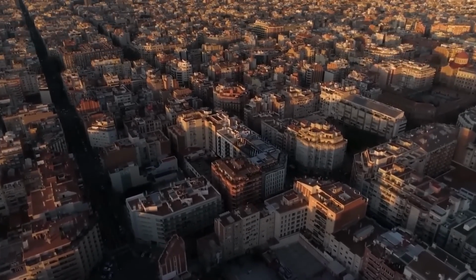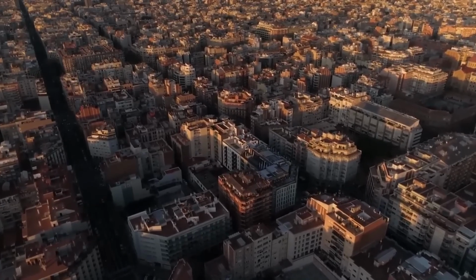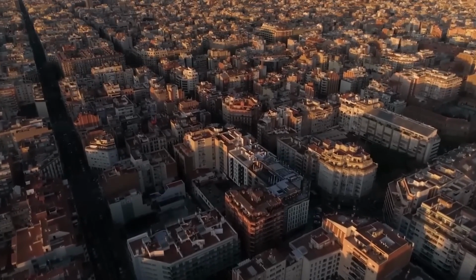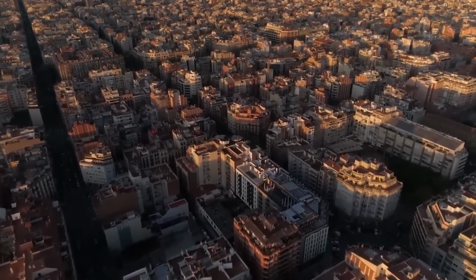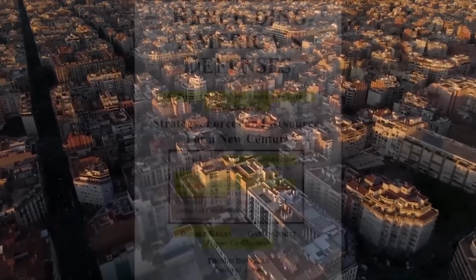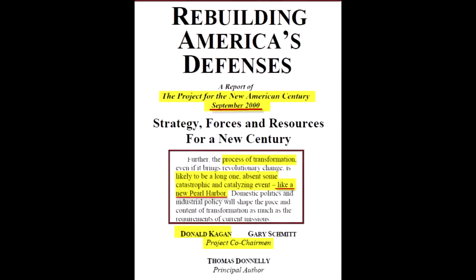In September of 2000, Rebuilding America's Defenses was published by Dick Cheney, Donald Rumsfeld, Paul Wolfowitz, Jeb Bush, and others from the Project for a New American Century team. In it, they said regarding their plans for the Middle East that, quote, "The process of transformation, even if it brings revolutionary change, is likely to be a long one, absent some catastrophic and catalyzing event, like a new Pearl Harbor." On October 24, 2000, MASCAL was a Pentagon training exercise that simulated a Boeing 757 crashing into the building.